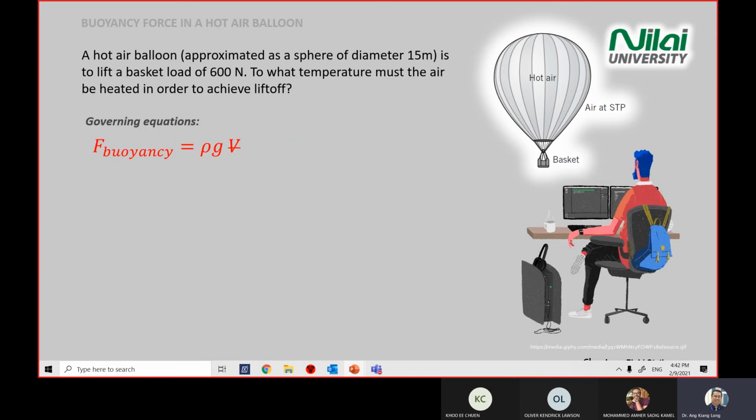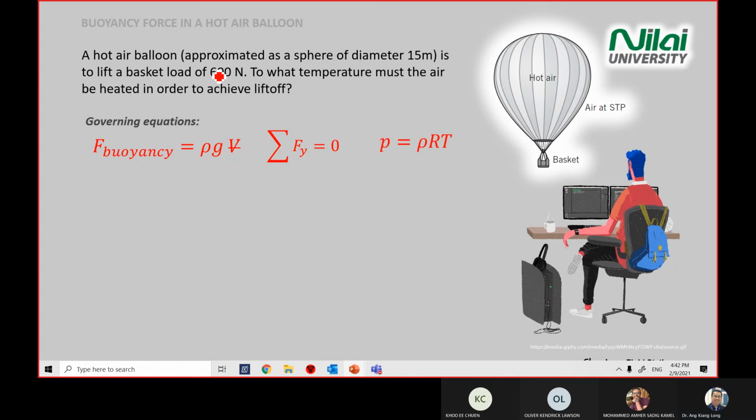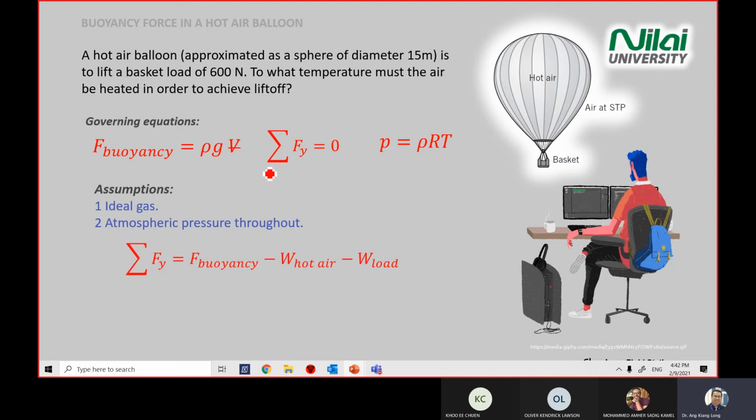So again, recall buoyancy force, rho GV. All the force in the Y direction, or vertical direction, equals 0. And the ideal gas equation will be pressure equal to rho RT. This is what you learn in thermal. Okay, so we have ideal gas. We will consider atmospheric pressure throughout. So all the force in the Y direction will be equal to buoyancy force.